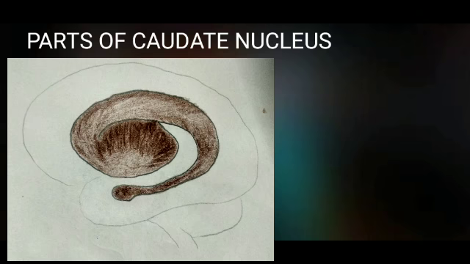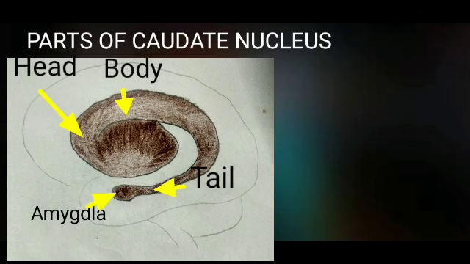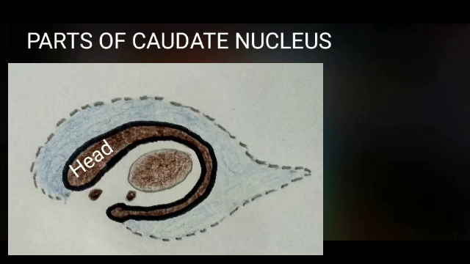Now let us learn what the parts of the caudate nucleus are. The caudate nucleus consists of a head, body and tail. The head of the caudate nucleus is the rounded anterior end, and the head gradually tapers behind to form the body and the tail. This head of the caudate nucleus contributes to the formation of the floor and lateral wall of the anterior horn of the lateral ventricle. And this head is connected to the putamen by bands of gray matter and causes a striated appearance.